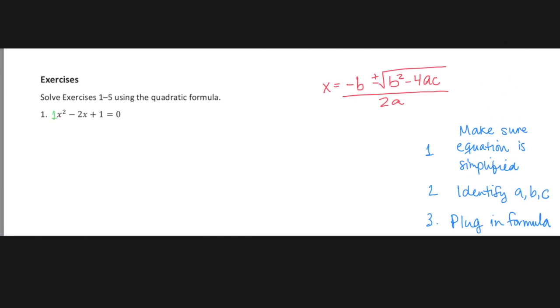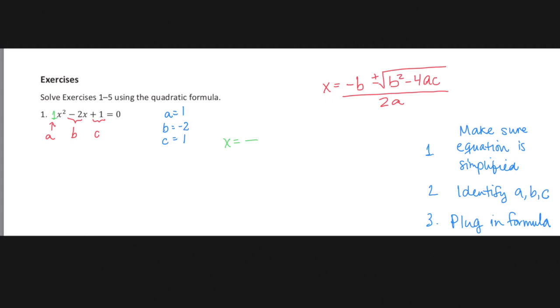The first thing I'm going to do, since all of this is equal to 0 already, is identify a, b, and c. Now when I do this, you notice that I include the operation symbol that's right next to that coefficient. So for b, I'm going to include that negative sign. So b is actually going to be equal to -2, and a and c are actually positive 1s. It is super important for you to include those operations as the symbols.